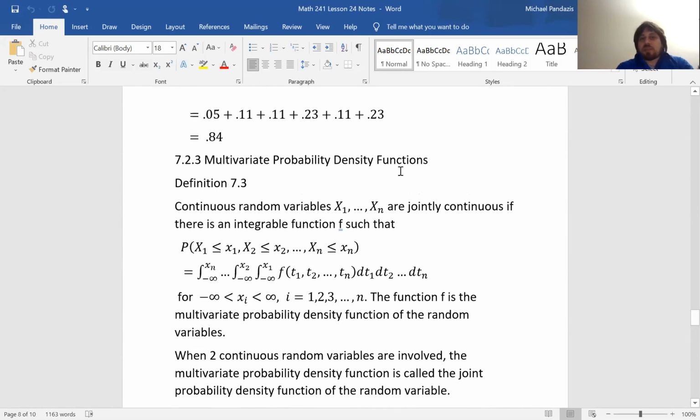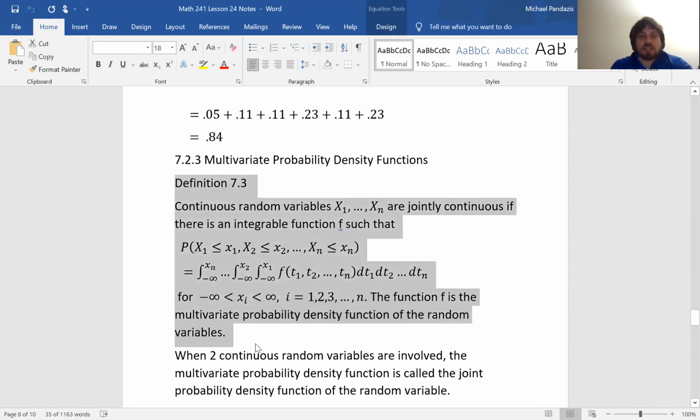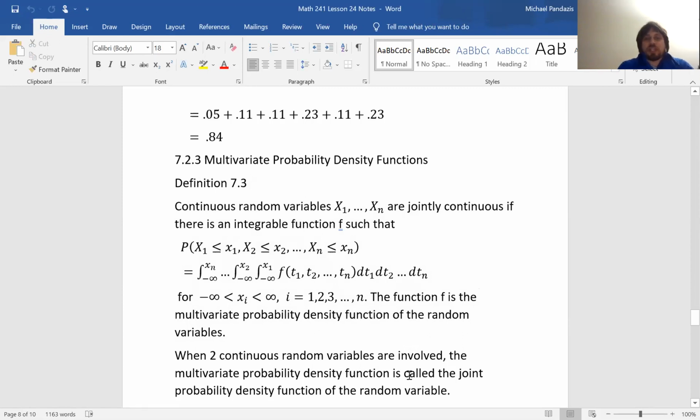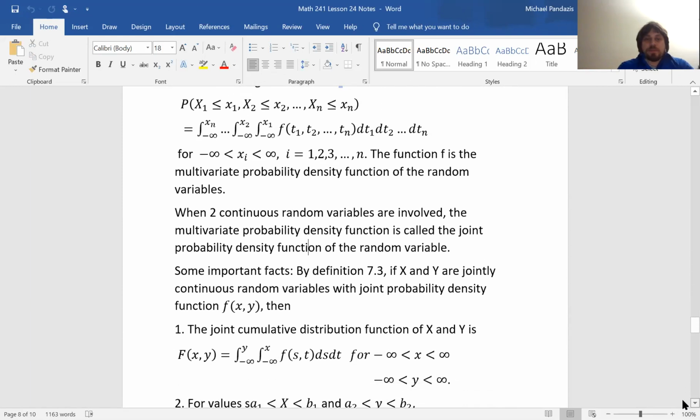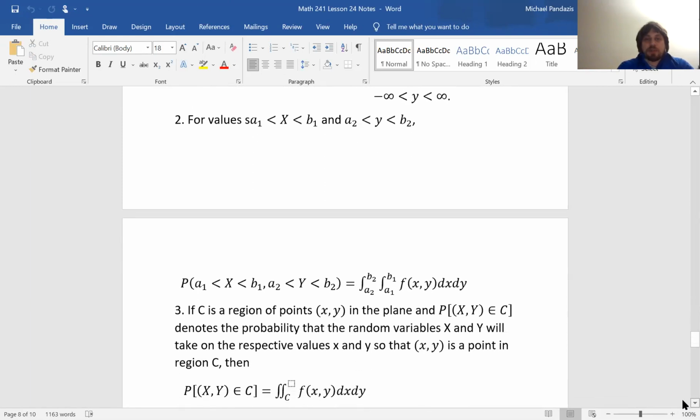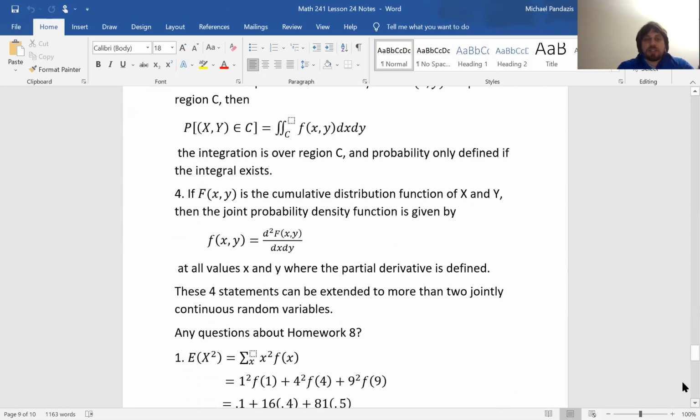So I defined the multivariate probability density function last class, right? This was the definition. If there's an integrable function f such that this probability is equal to this, function f is the multivariate probability density function for the random variables. And if there are two random variables involved, it's called a joint probability density function. We talked about some properties of it, and that was basically the end of last class.